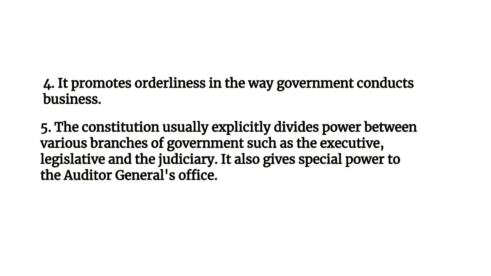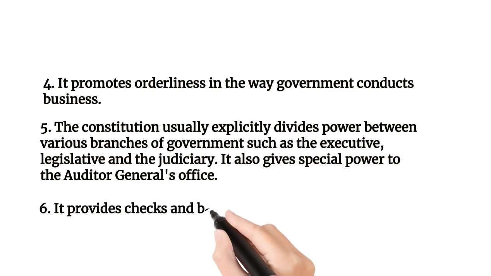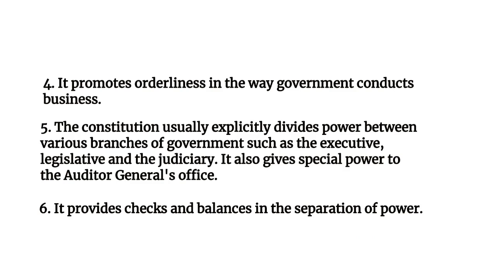Point number six, it provides checks and balances in the separation of power. This refers to a system whereby each branch of government retains some of the powers of the other branches, which it may use to control other branches. Such actions keep the separate branches of government in balance and prevents any of the branches from becoming too powerful.